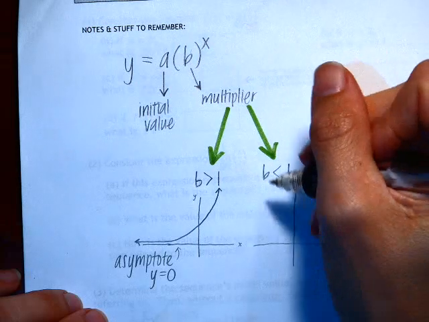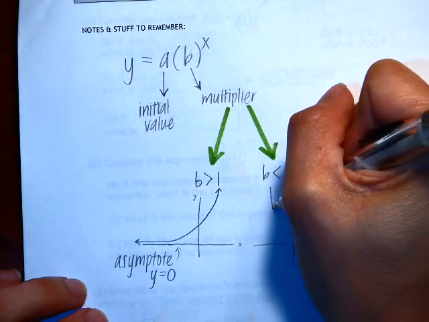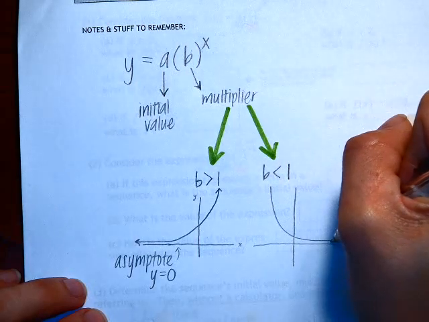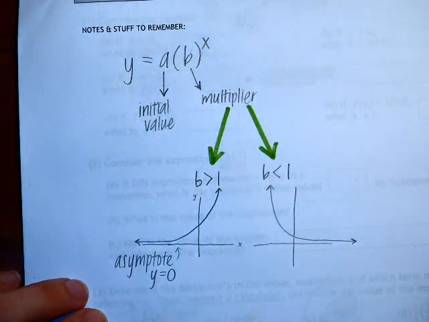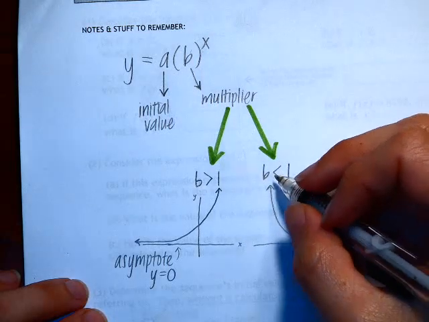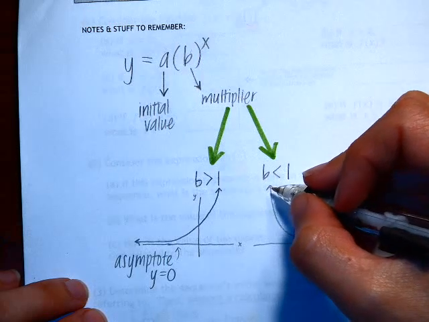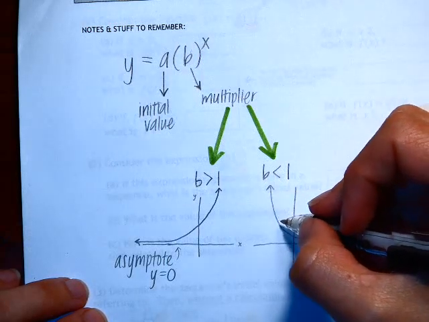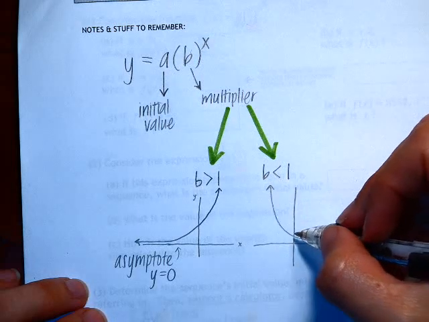If your multiplier is less than 1, then the graph actually starts out up high and flattens as it goes towards the right. So almost like a mirror image, if you will. And we call this a decreasing curve, because if you go from left to right, it starts out really big and then gets smaller and smaller and smaller. And when I say that, the y coordinates are getting smaller and smaller.